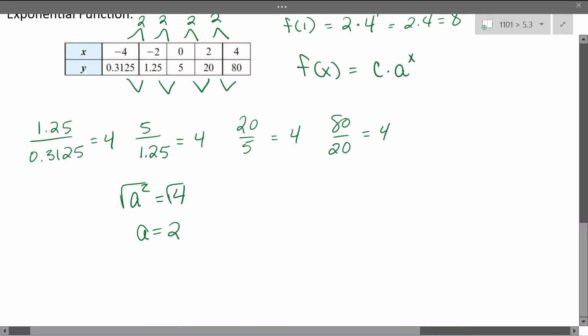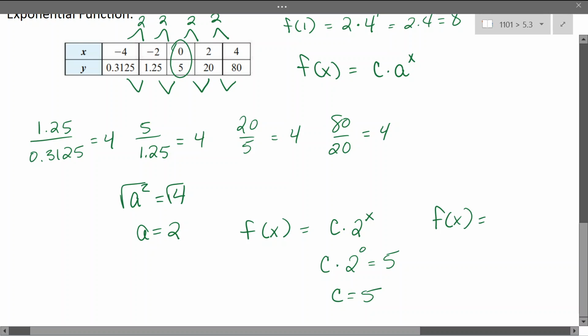And then similar to what we did in the last problem, we can write it out and we have f of x equals c times 2 to the x, and we'll use a point to solve for our c. So we'll have c times 2 to the 0 equals 5. So we have c equals 5. So we have f of x equals 5 times 2 to the x.